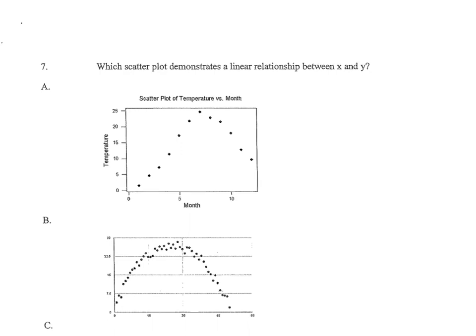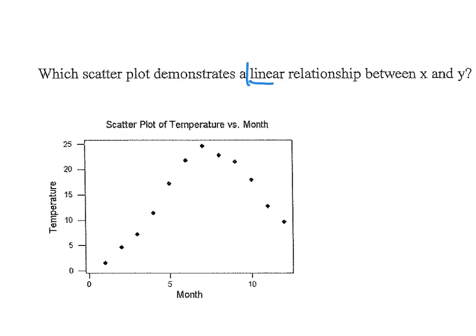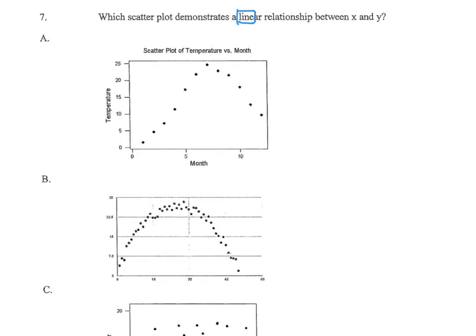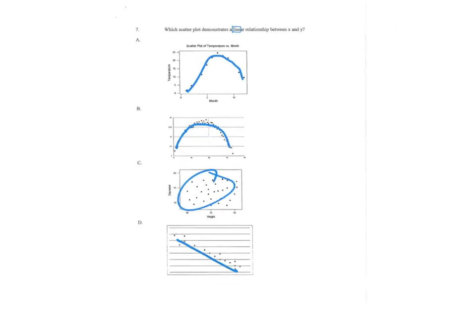Number 7 says, which scatter plot demonstrates a linear relationship? Okay, so which one is a line? Linear. Okay, so we got a little fancy arc thing here, fancier arc here, craziness there. Oh, look, D is a line. It's going to be D.